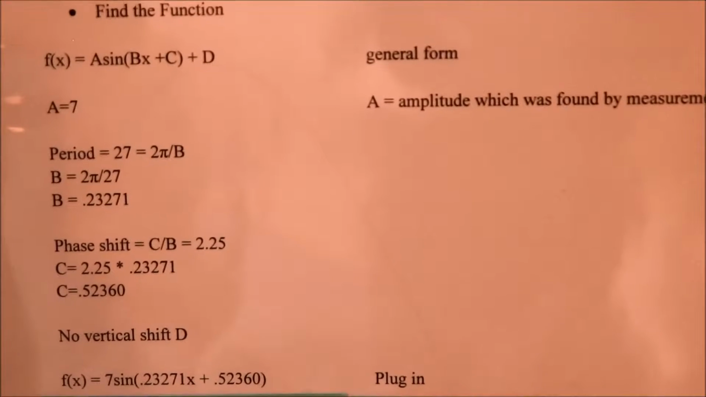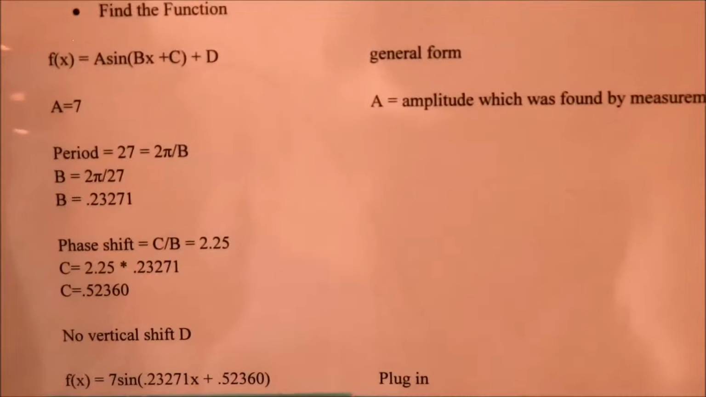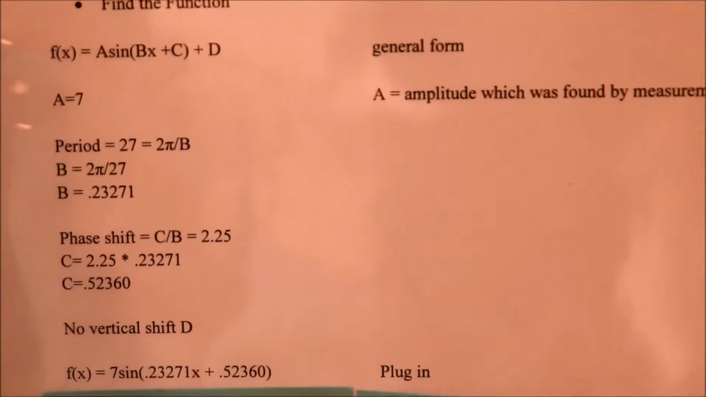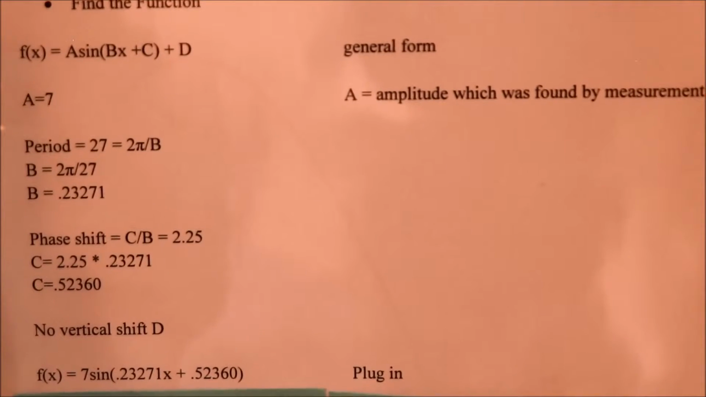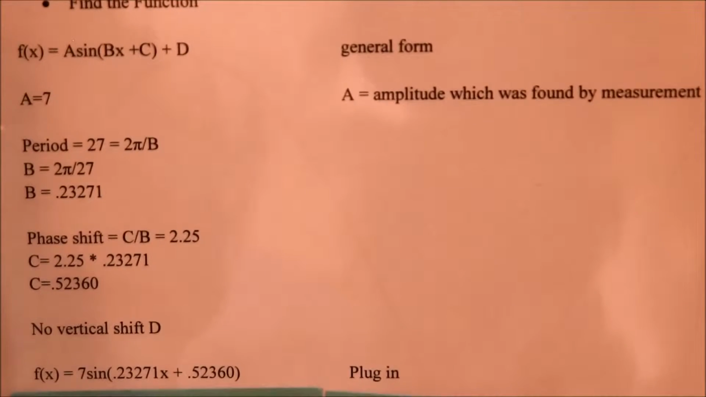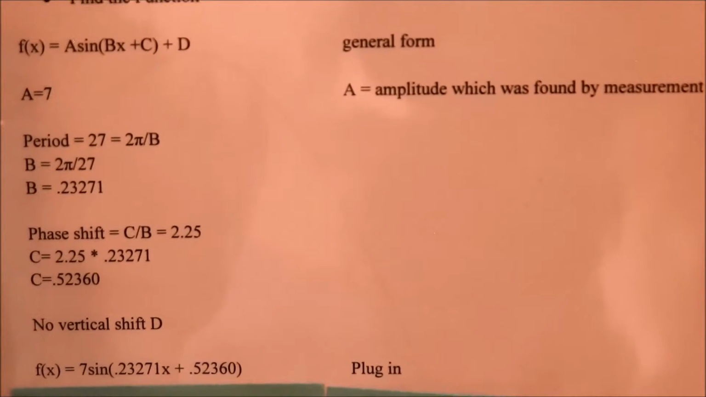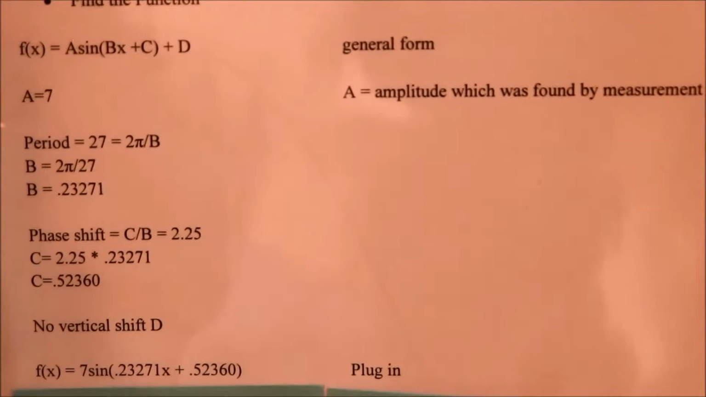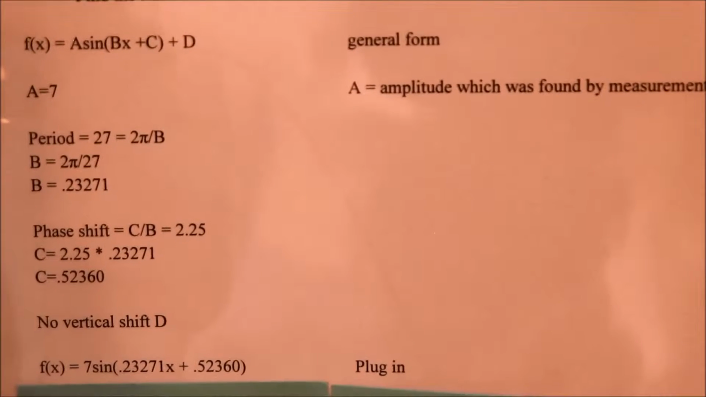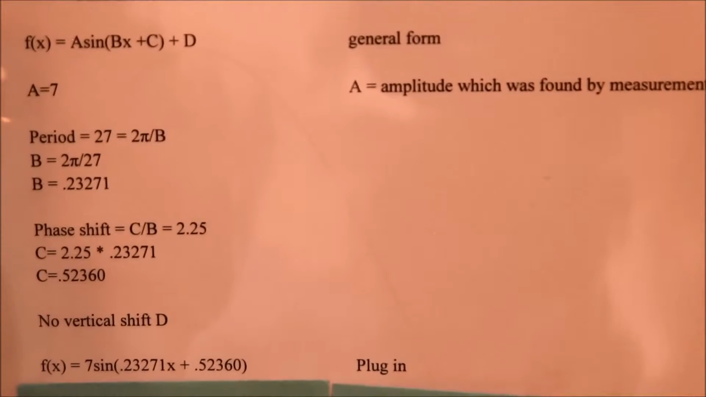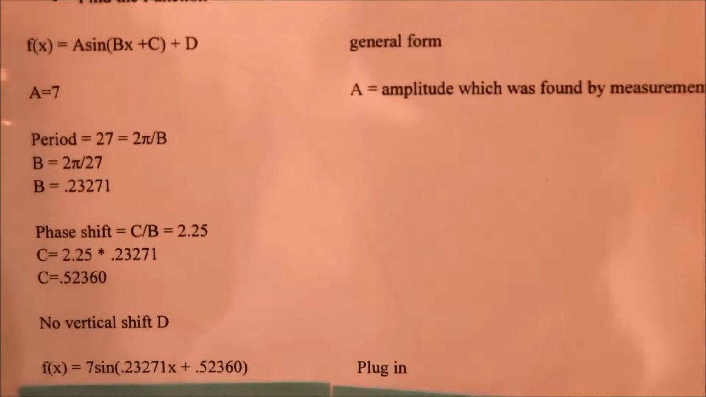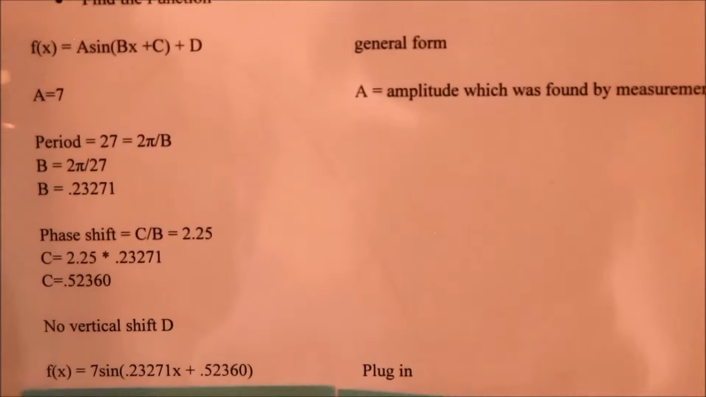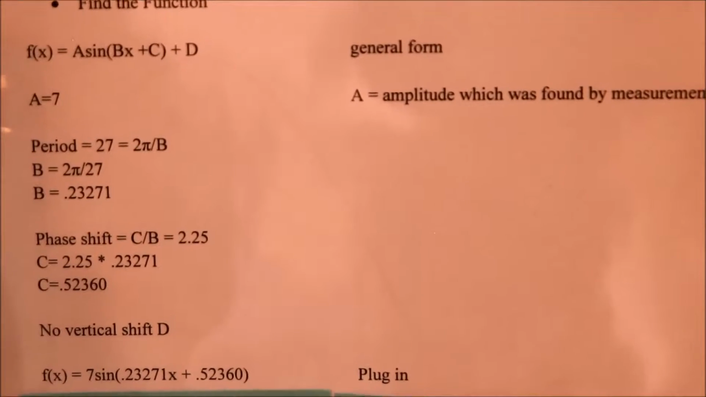To find the trigonometric function, we start with the general form of a sine. The amplitude is 7, which we found by measurement. The period equals 2 pi over b. The period is known as 27 from measurement. So b equals 2 pi divided by 27, b equals 0.23271. Then we must find the phase shift, which equals c divided by b, which equals 2.25. Then we use this to find c itself, which equals 0.52360. There's no vertical shift d because the cake is sitting on the ground. Then we plug in all these values to get the function.